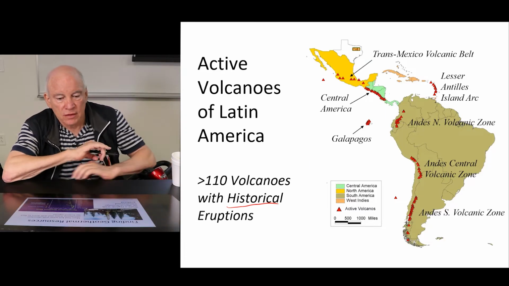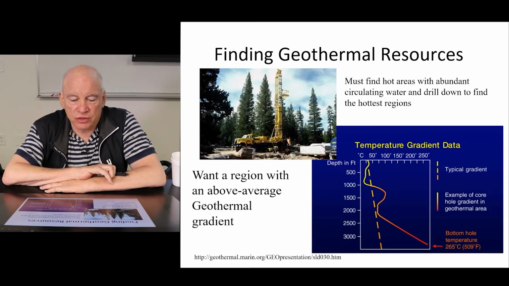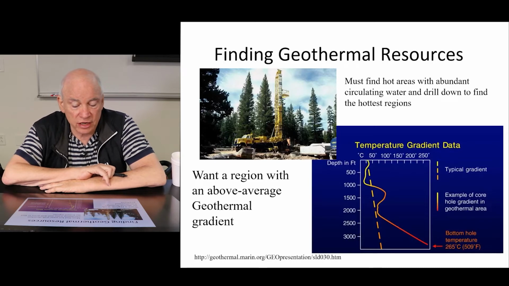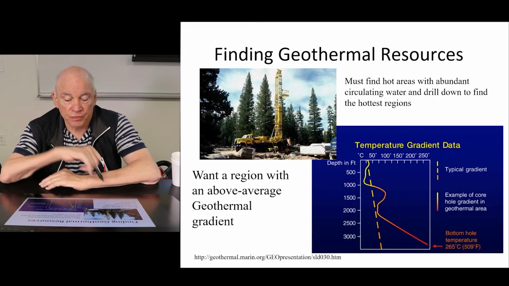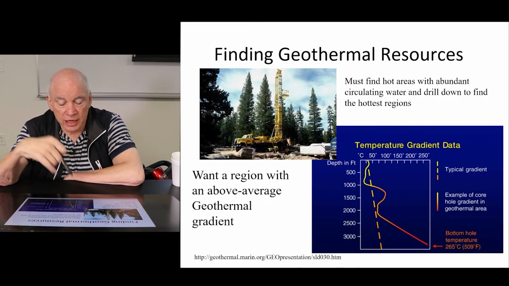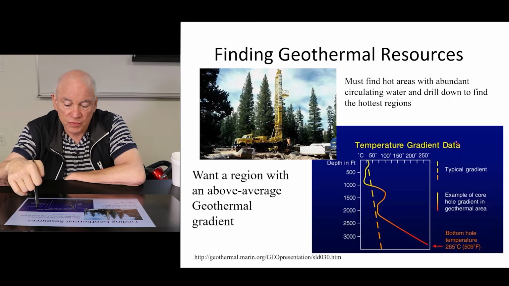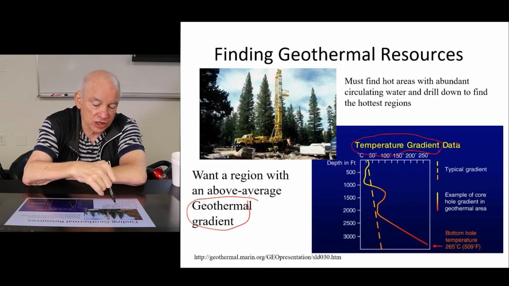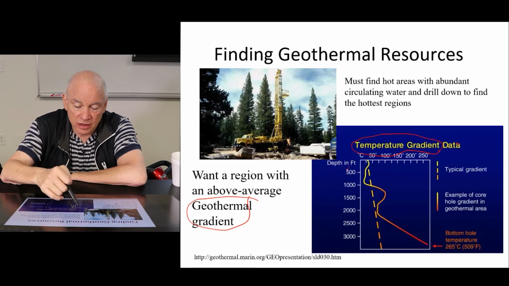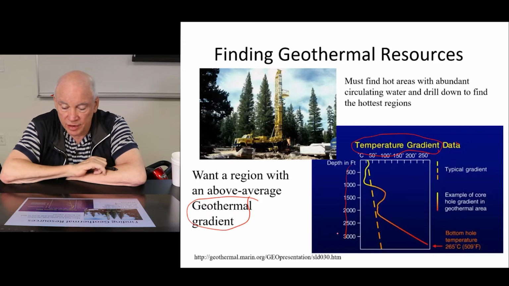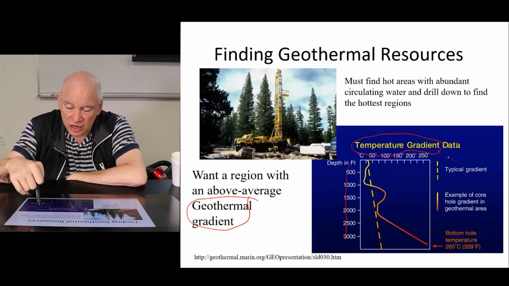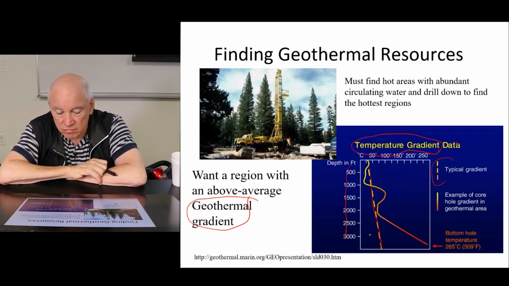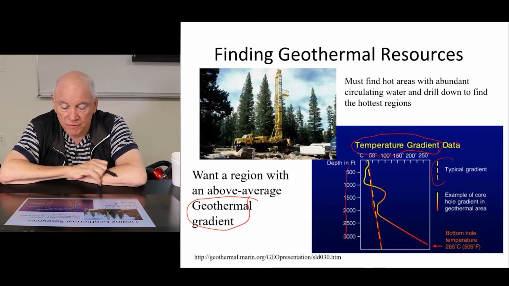Next. All right, so how do we find geothermal resources? We have to find hot areas with a lot of circulating water and drill down into the hottest regions. The way we talk about good places and bad places is using this term called the temperature gradient or the geothermal gradient. It's the same thing. So here we are going down in the crust 3,000 feet, about half a mile. And then this dashed line is the typical geothermal gradient. It goes down about several degrees per 100 feet or so.